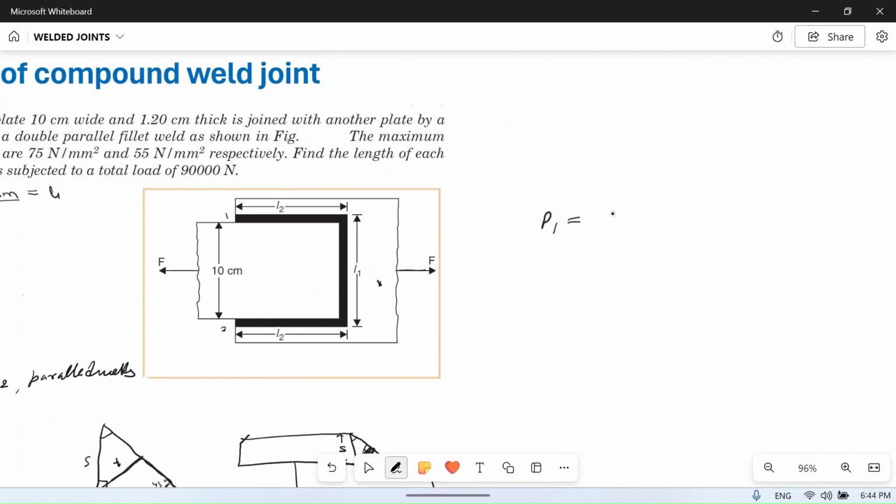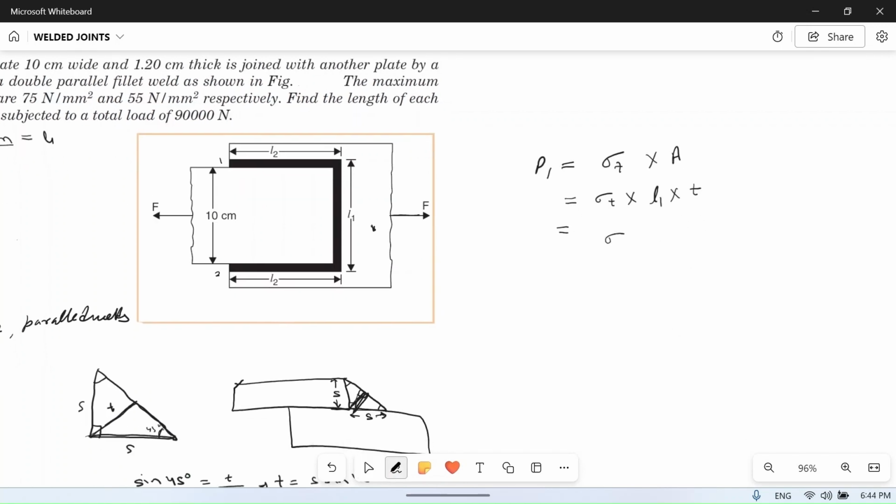So what will be the load? P is equal to, this is under tensile load, so sigma T into the minimum area of weld, because it will fail at the minimum area. So it will be equal to sigma T into the length of the weld into the width of the weld, which is T, the throat width. So it will be equal to sigma T into L1 into T, where T is 0.707 S. So 0.707 L1 into sigma T is equal to P1.